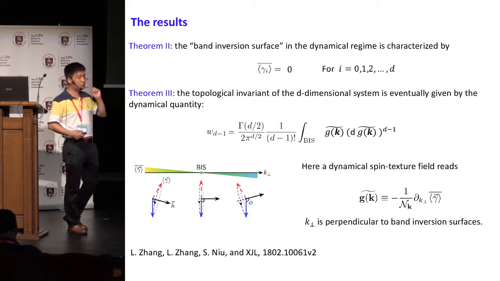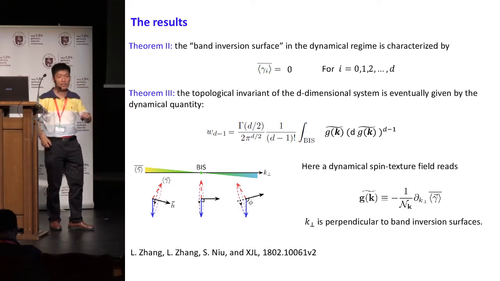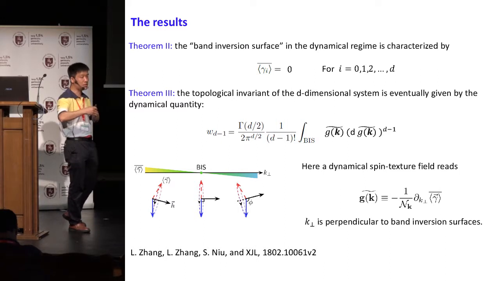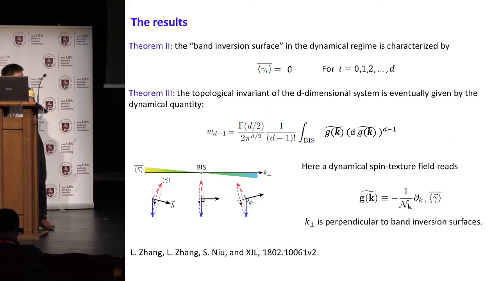Secondly, you can describe the band inversion surface by the vanishing spin polarization in the spin dynamics. Finally, you can describe the topology by the variation of the spin polarization across the band inversion surface. Okay, so this is the whole story of this theory.